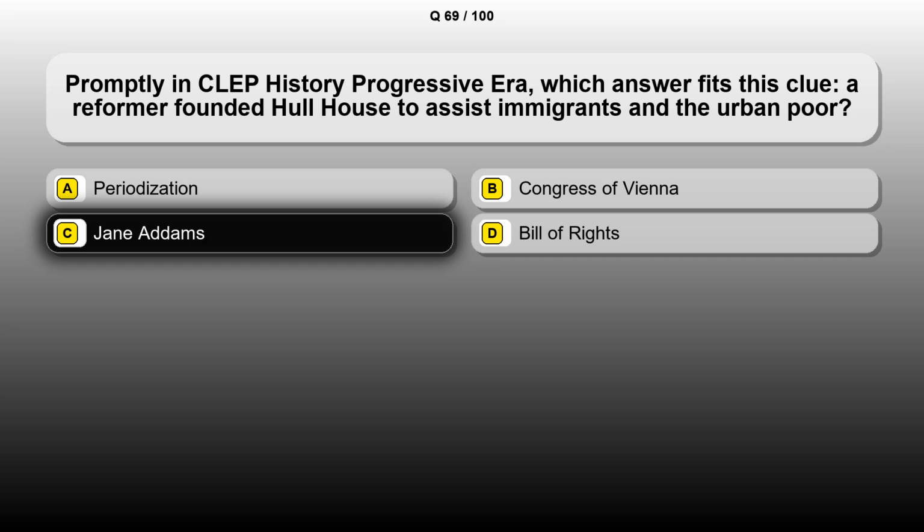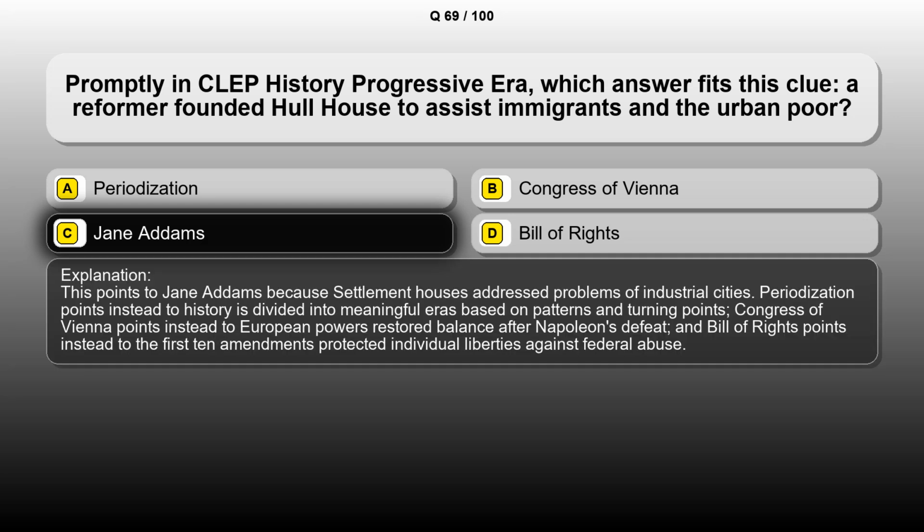The correct answer is option C, Jane Addams. This points to Jane Addams because settlement houses addressed problems of industrial cities. Periodization points instead to history is divided into meaningful eras based on patterns and turning points. Congress of Vienna points instead to European powers restored balance after Napoleon's defeat, and Bill of Rights points instead to the first 10 amendments protected individual liberties against federal abuse.